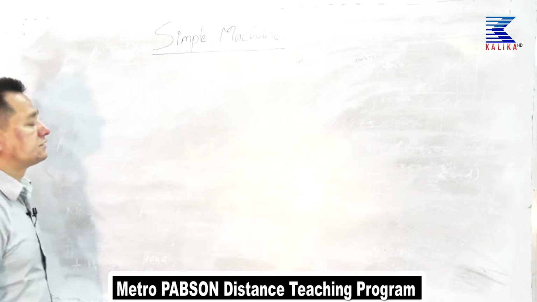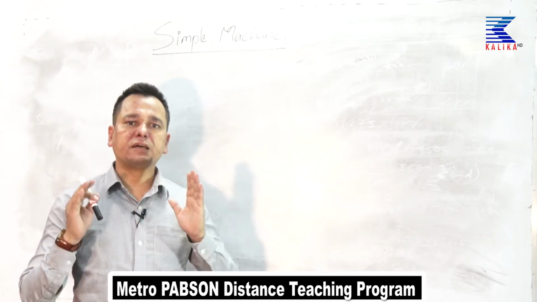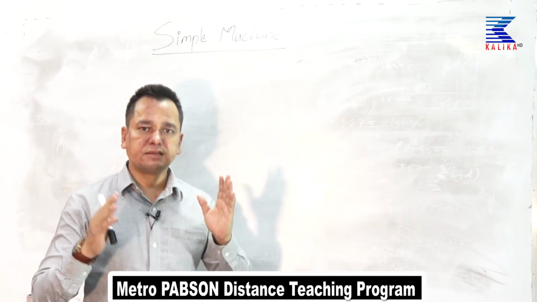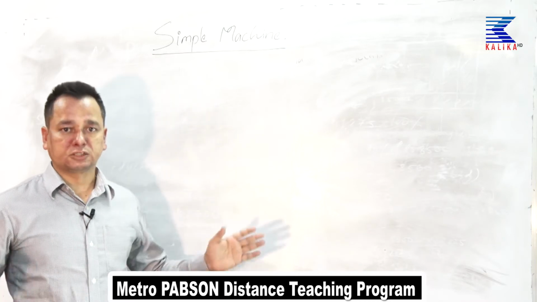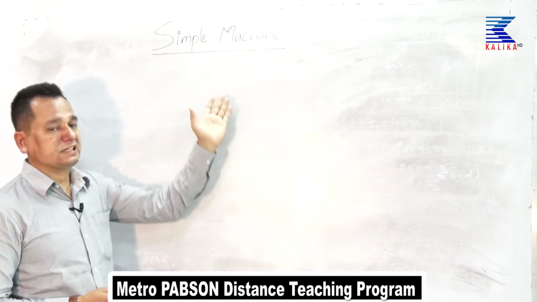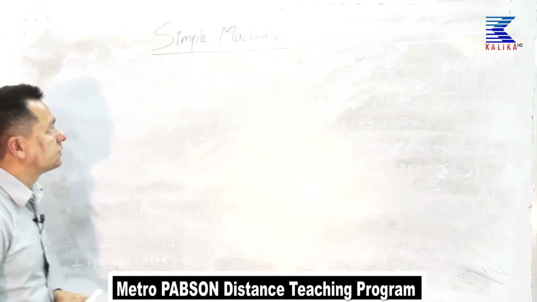Let's start the chapter. Simple machine. By the word itself, it should be very much simple in structure, simple to use, very simple to handle, very simple in every aspect. So first, what is this, or where do we get to see all these machines?